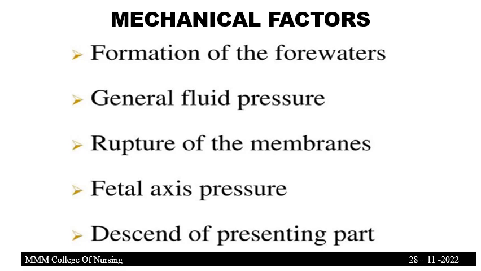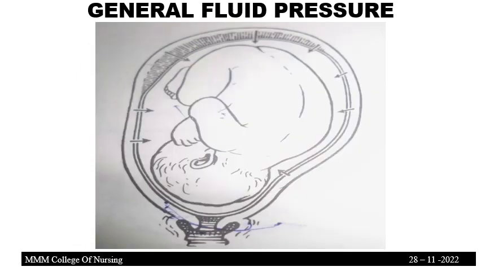So this is about the physiological factors in the first stage of labor. Next we'll see the mechanical factors which are contributing to the labor. First is the formation of water, general fluid pressure, rupture of membranes, fetal axis pressure, descent of presenting part. So this is the general fluid pressure.